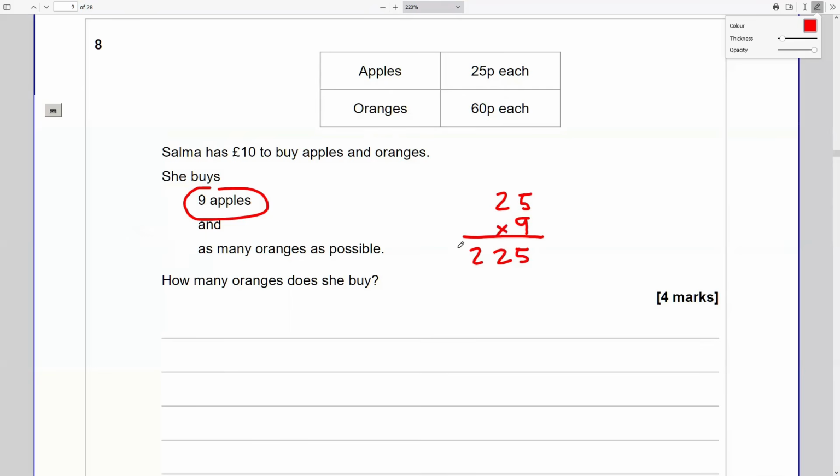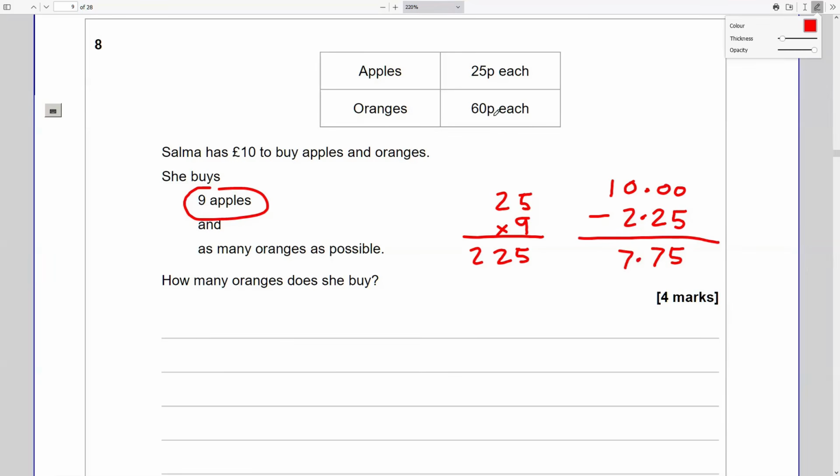And then she's got £10 to buy, so we put in the £10 minus the £2.25. I think I've got this right. Well, that's going to give us 75, isn't it? There. And we have to round this up to a 3, so we've got £7.75.